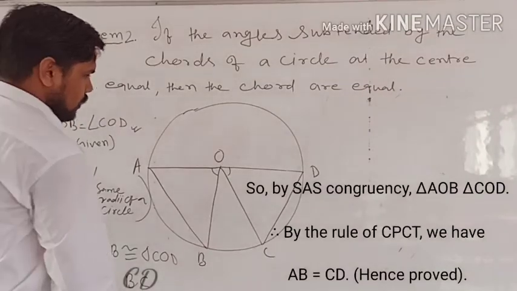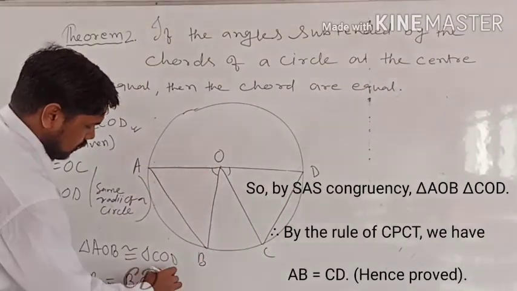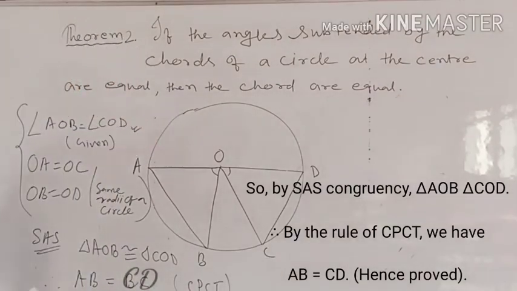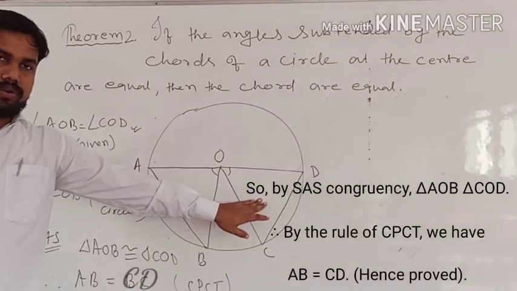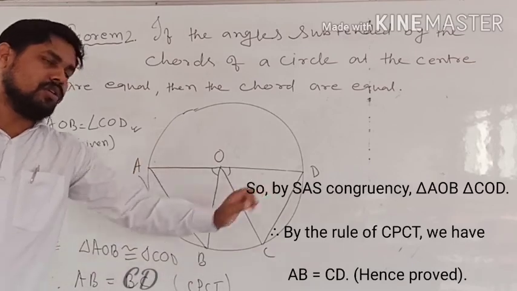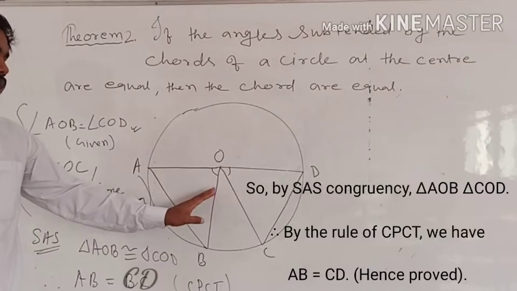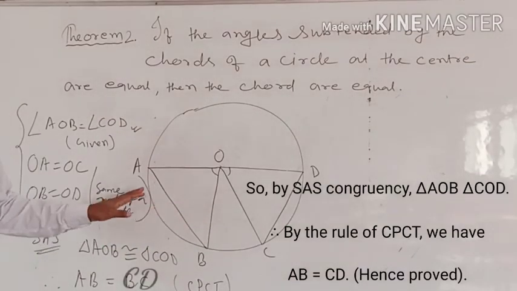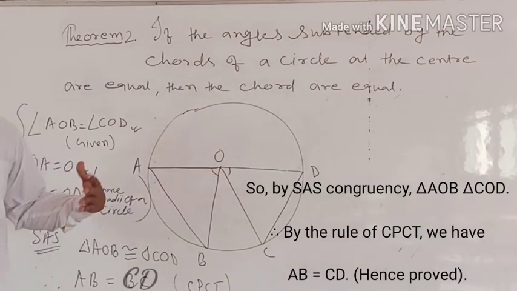Using CPCT, corresponding parts of congruent triangles are equal. So this is why the base will also be equal; this AB will also be equal to CD. So just like that, in the previous one we proved it with the help of all three sides, and in this one we have proved it with the help of two sides and one angle. So this is all about the concept.